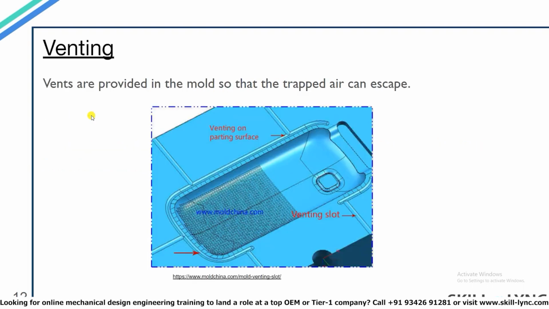When we close the mold, some air is trapped between the surfaces. Due to this trapped air, the molten material can't fill the entire mold region and some defects will be found in the finished product. To avoid this, some channels are provided in the mold to allow the air to escape. This process of providing air channels to remove the trapped air in the mold is called venting.